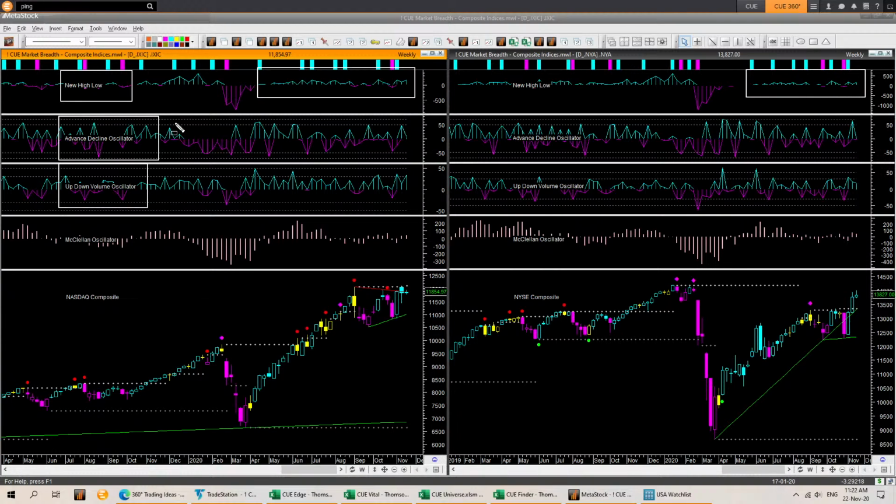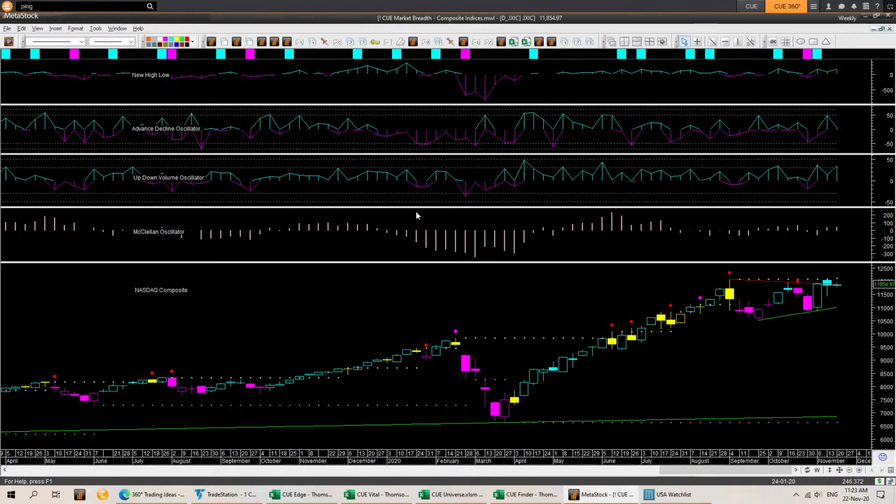New high low reflects the strongest and weakest stocks. Those may not be changing so much. At least the strongest stocks are not changing much. Whereas advanced decline shows the overall breadth. That strength or weakness cannot be hidden. That's why advanced decline tends to be a better reflector of what may be coming next.